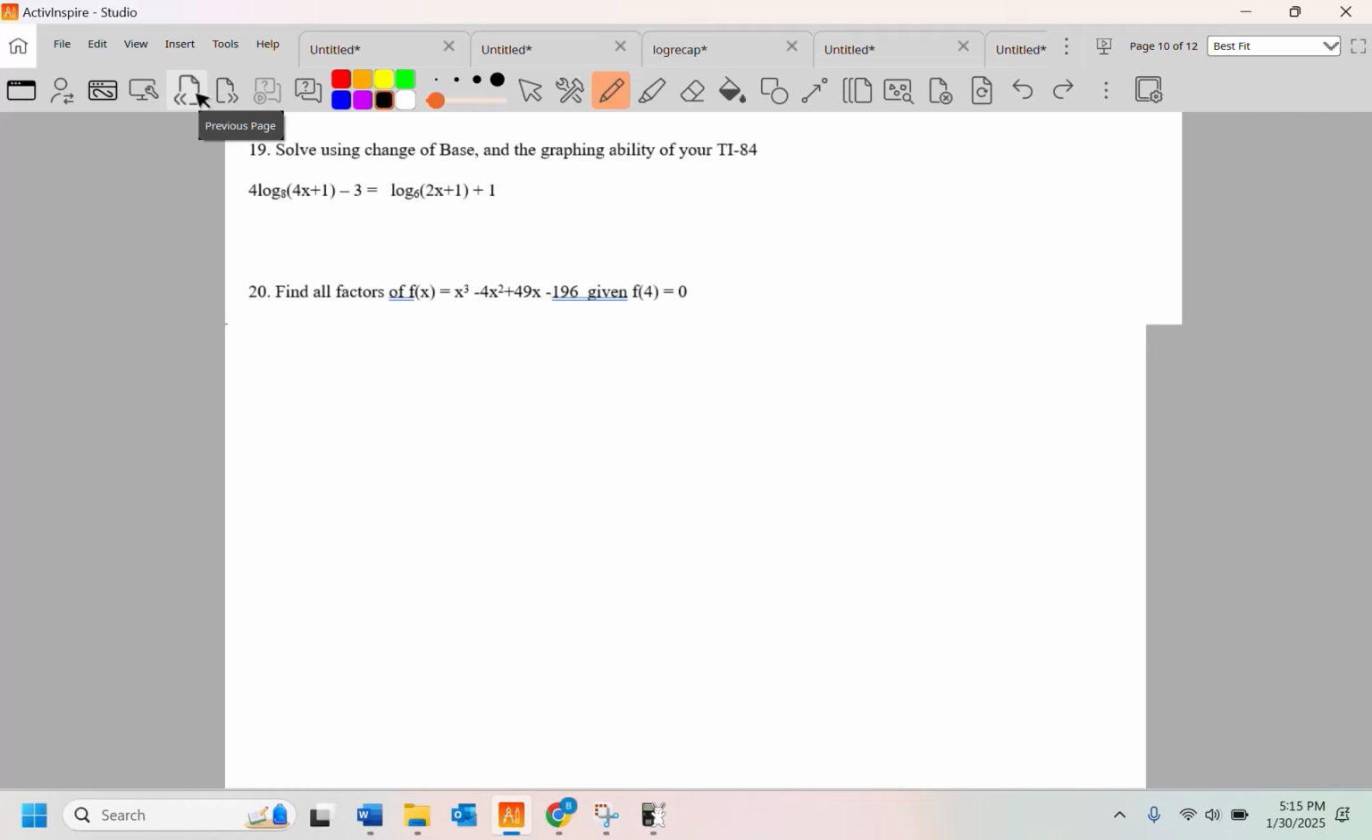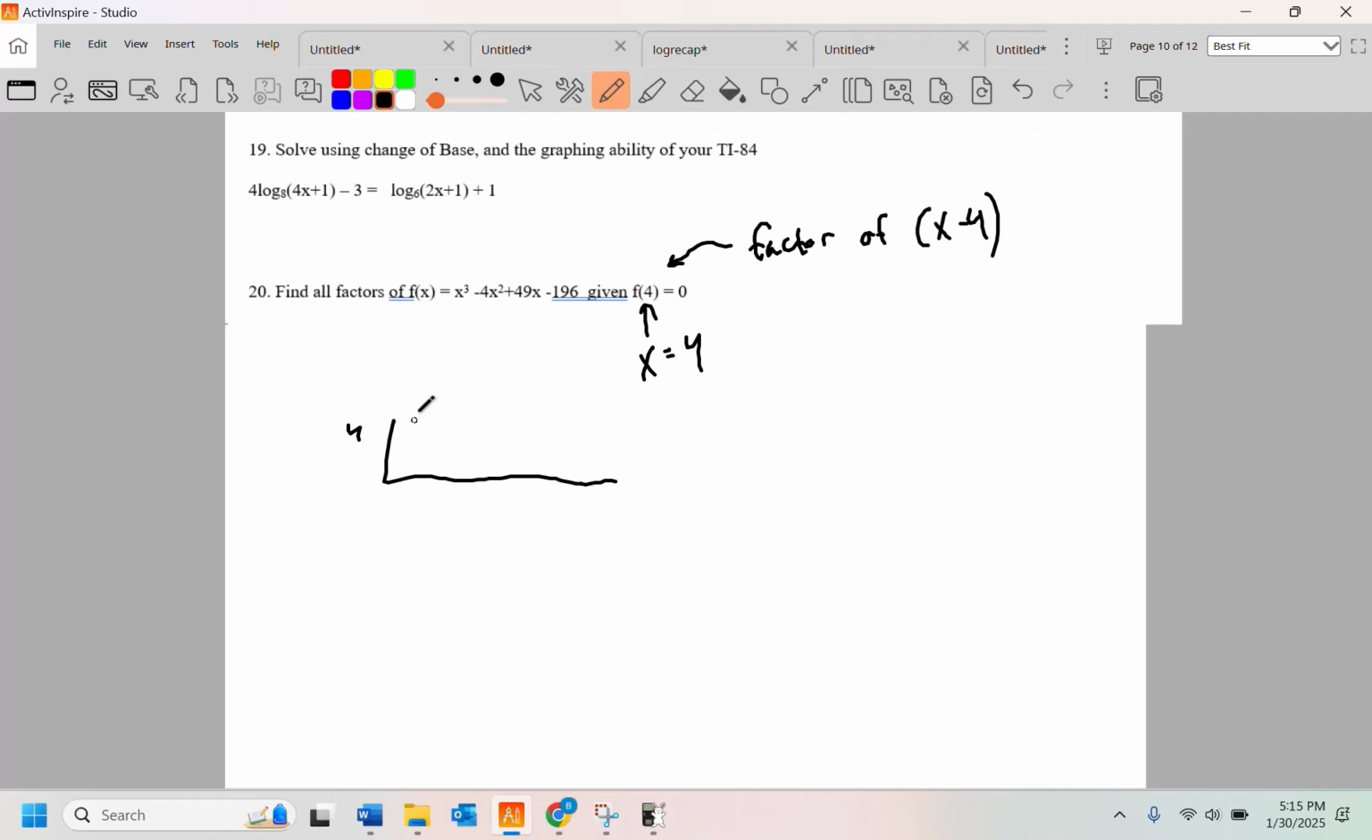Find all the factors of x cubed minus 4x squared plus 49x minus 196, given f of 4 is 0, which, by the way, means that there is a factor of x minus 4. Because this is legit saying for the bajillionth time that x is 4. Speaking of x being 4, I can take that 4 and I can do good old synthetic division. The acronym here was DMA. I think most of my students have this, except for just a handful.